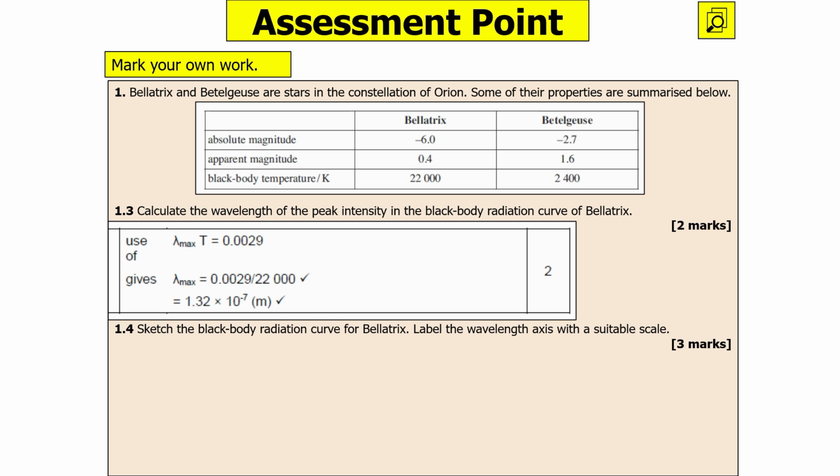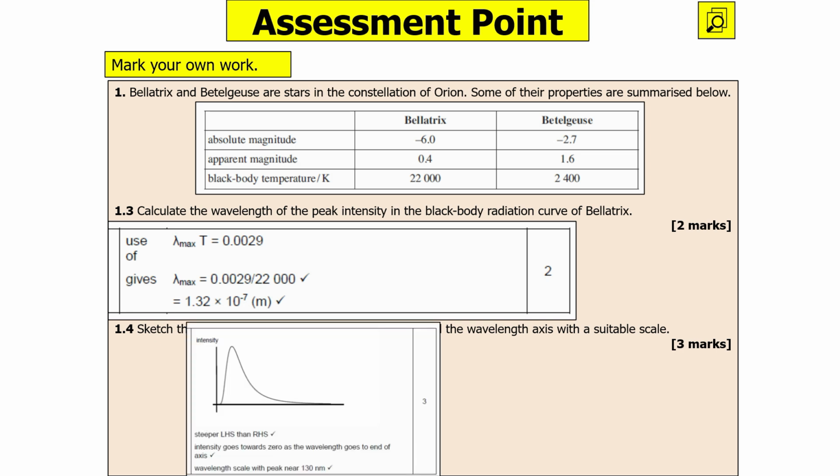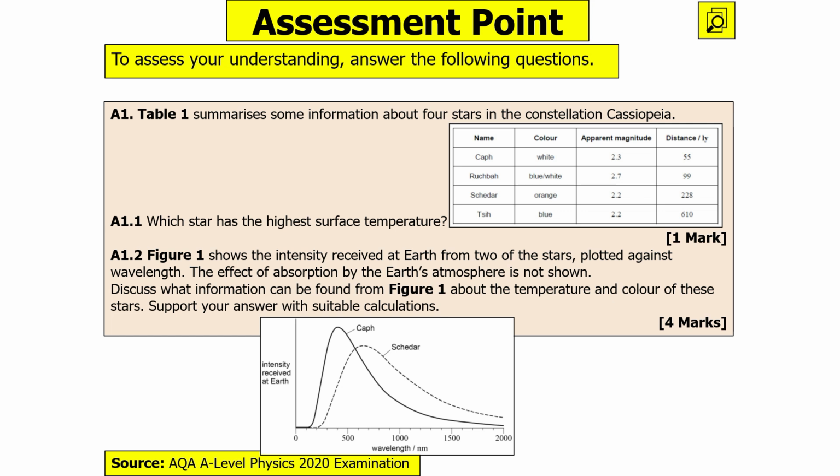Now that tells us we can use our radiation curve because that's where the peak should be. It's steeper on the left hand side compared to the right hand side, and therefore it gives you a continuous spectrum as well.